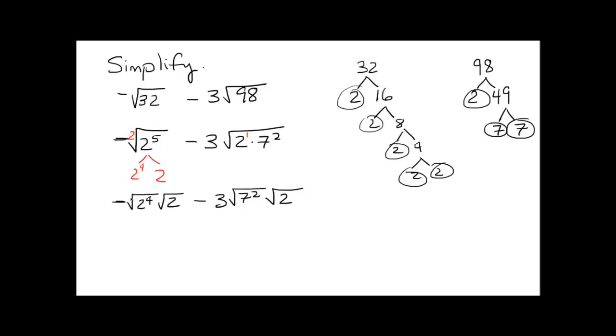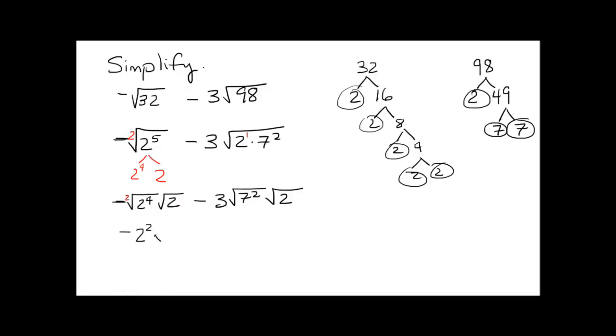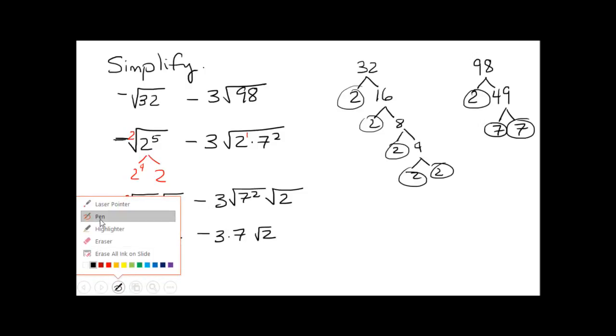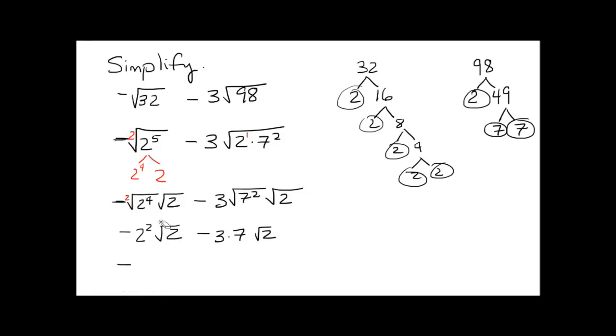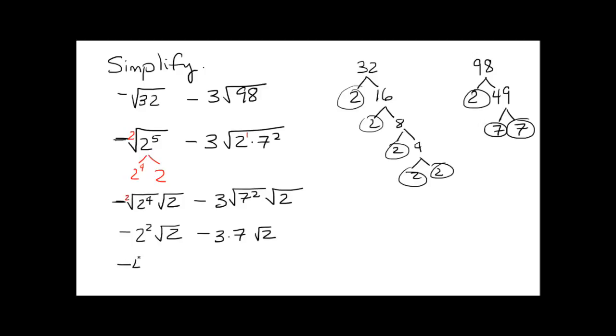Now, square root of 2 to the 4th, remember the index is 2, so we divide 4 by 2, and we get 2 squared. So negative 2 squared, square root of 2, minus the square root of 7 squared is just 7, so we have 3 times 7 root 2. Or in other words, negative 2 squared, let me square that out. Remember, the power is only affecting what's immediately in front or to the left of it. So that negative is not affected, it stays there. So we have negative 4 root 2 minus 21 root 2.